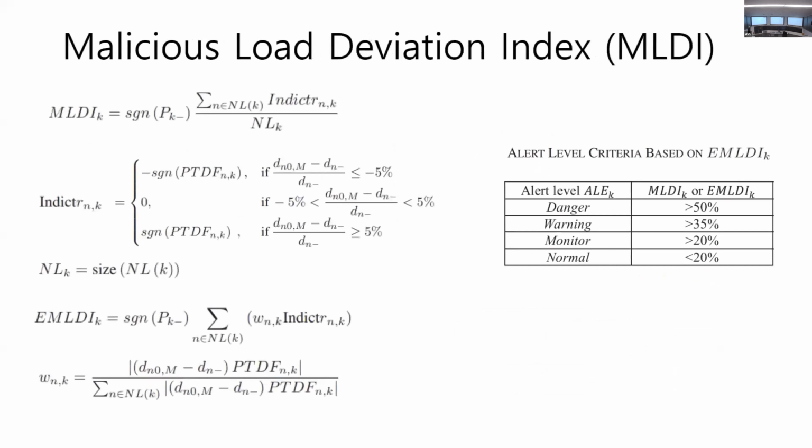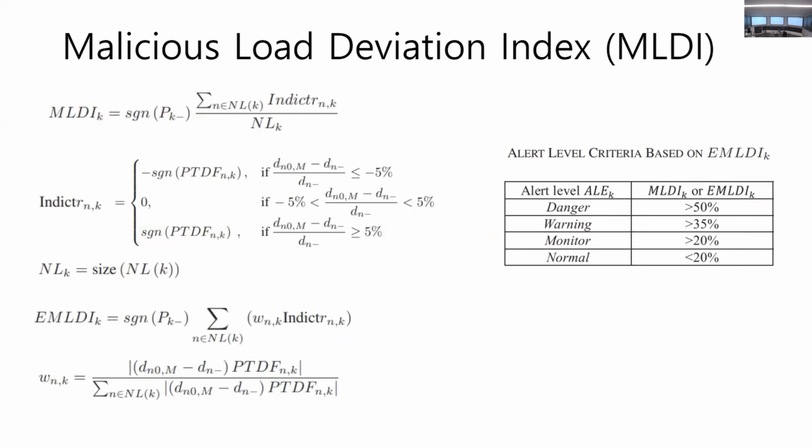The next metric presented is MLDI. MLDI is what can be called a power transfer distribution factor, which is basically a sensitivity factor that measures the incremental change in branch flow. MLDI is calculated as follows. PK negative is the actual flow on branch K, as we previously explained, and the indicator K and NLK values are defined below here. So this indicator function is used to indicate how much potential a certain branch has for overflow.